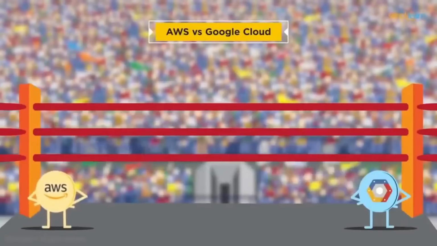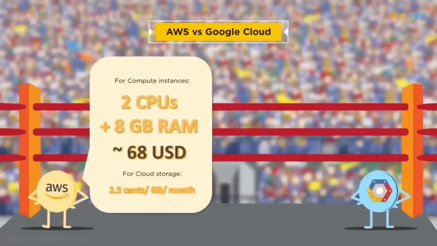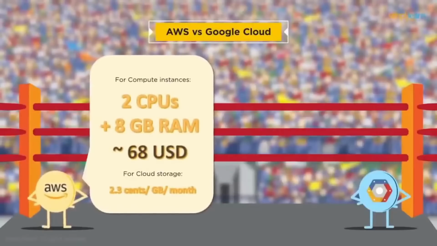Yes, we'll see. Now, let's compare a few things. For starters, let's compare pricing. For AWS, a compute instance of 2 CPUs and 8 GB RAM costs approximately $68 US. Now, a compute instance is a virtual machine in which you can specify what operating system, RAM, or storage you want to have. For cloud storage, it costs 2.3 cents per GB per month with AWS.